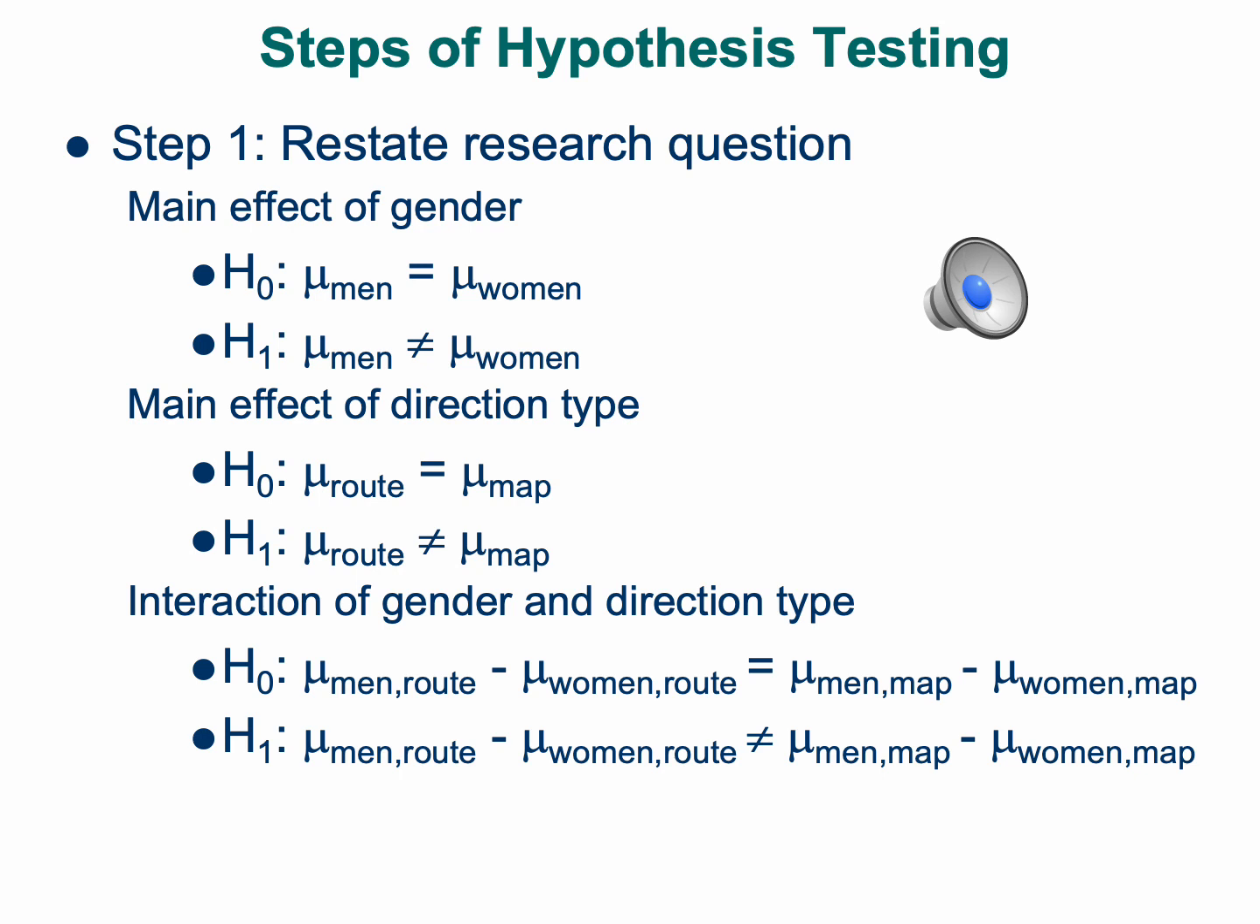The next set of hypotheses govern the main effect for direction type. So we have a null hypothesis here, an H0, that using a route will be the same as using a map. Across the board, it won't make any difference whether you have a route or a map. People will perform the same. And then our research hypothesis is that they will be different.